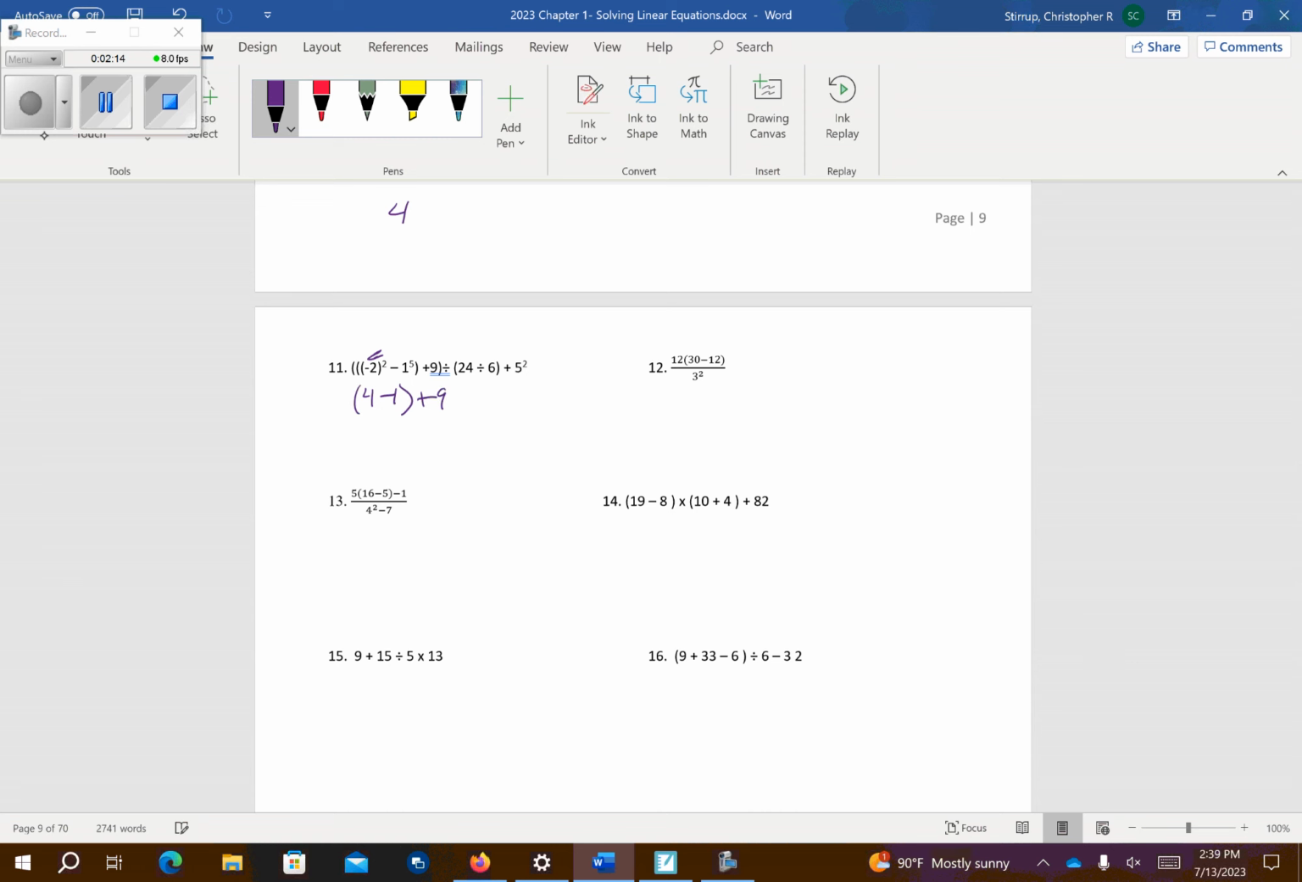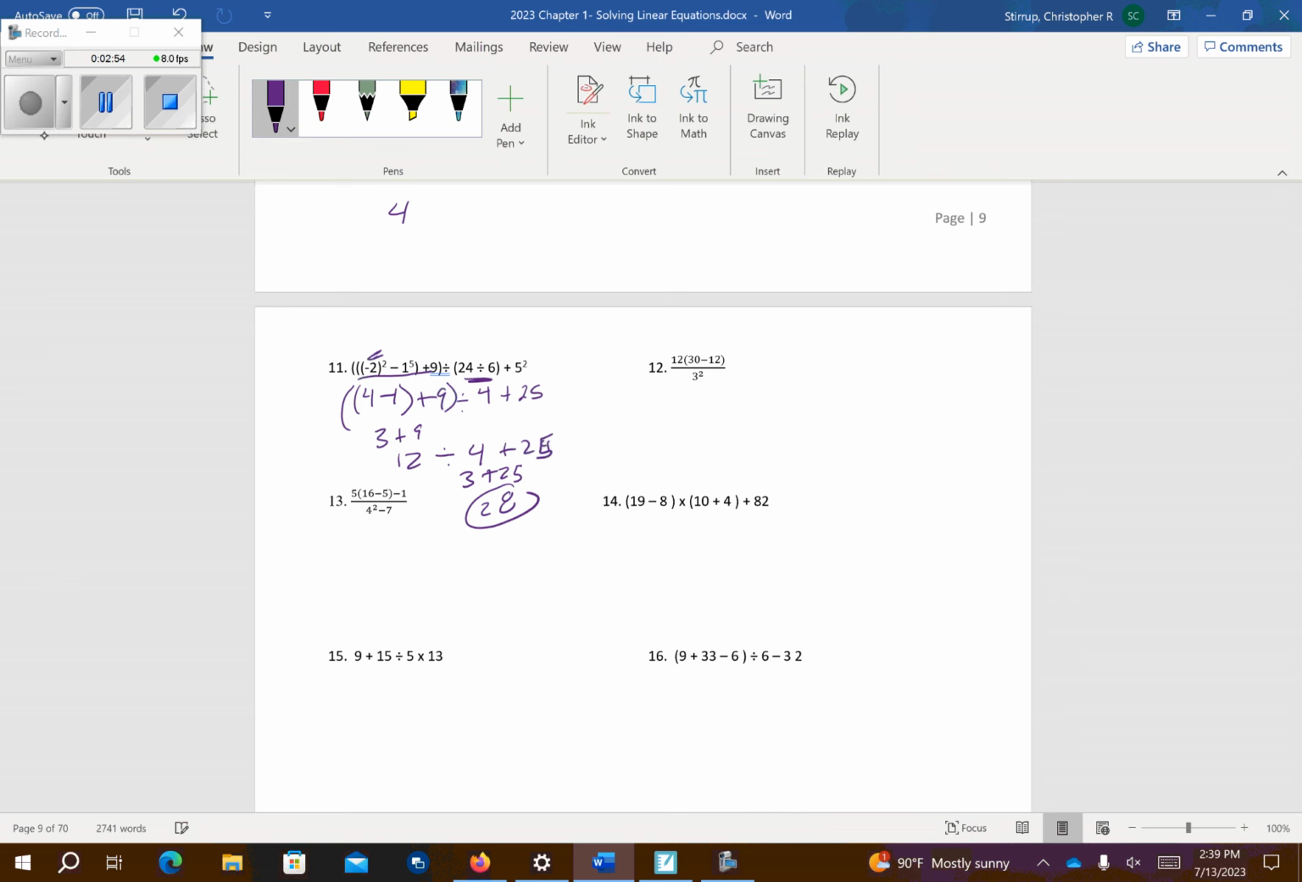And then plus 9. And this is all still in parentheses. I'm still working on just this portion right here. So 4 minus 1 is 3, plus 9 is 12. Okay, so that 12 will be divided by something. Now let's take care of this. 24 divided by 6 is 4, plus 5 squared. 5 times 5 is 25. So I'm going to go 4 there, and then the plus 25. The reason I didn't add the 25 and the 4 together right away is because order of operations had that division sign right here first. So that's going to give me 3 plus 25, which is going to give me 28.